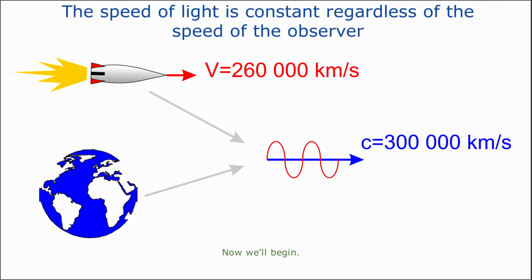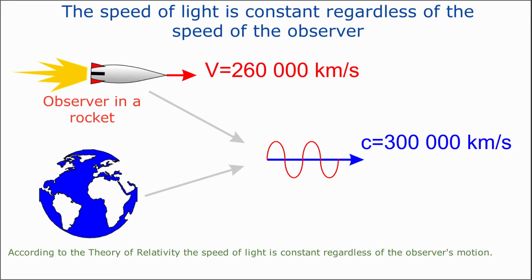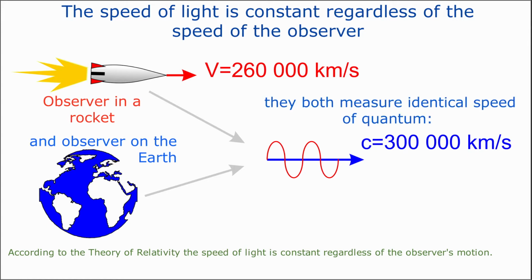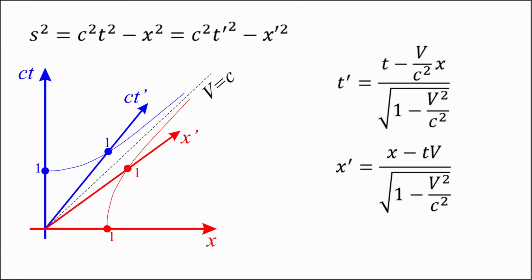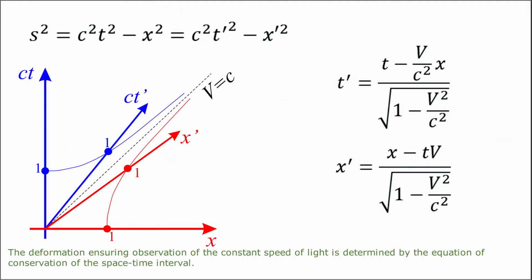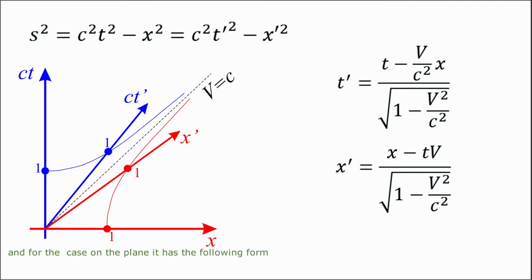Now we'll begin. According to the theory of relativity, the speed of light is constant regardless of the observer's motion. In order for the speed of light to be constant, the coordinates of moving bodies deform. The deformation ensuing from the observation of the constant speed of light is determined by the equation of conservation of the space-time interval. And for the case on the plane, it has the following form.